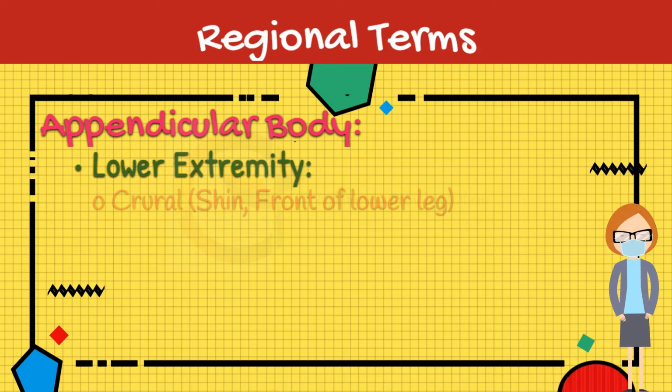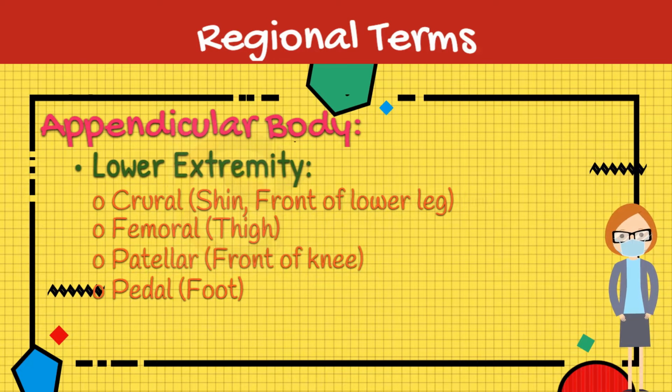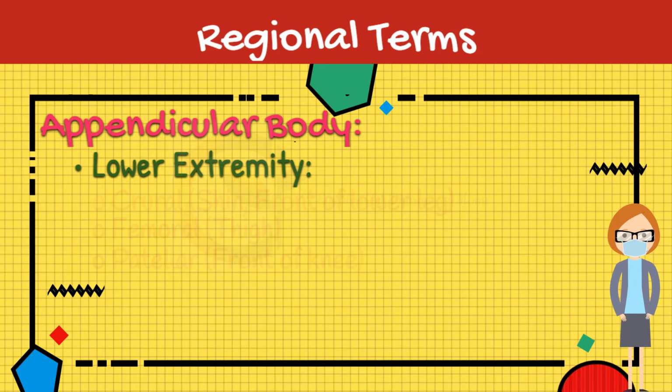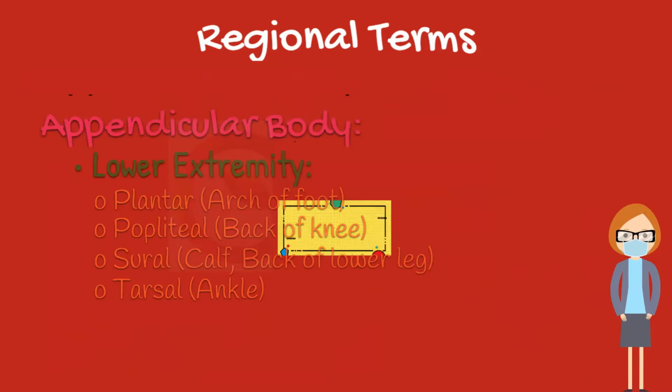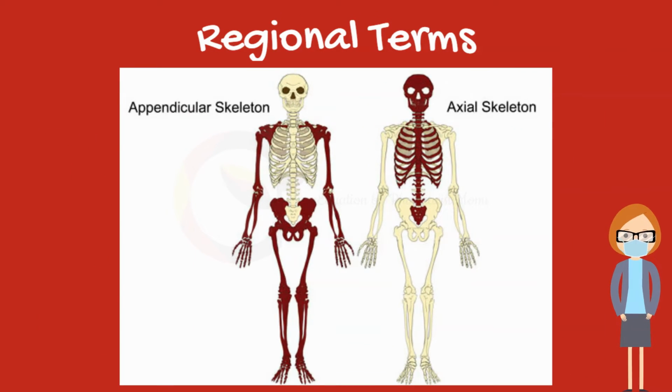Lower extremity. It includes crural, refers to shin, front of lower leg; femoral, refers to thigh; patellar, refers to front of knee; pedal, refers to foot; plantar, refers to arch of foot; popliteal, refers to back of knee; sural, refers to calf, back of lower leg; and tarsal, refers to ankle. This figure shows the difference between the two regional divisions of the body.